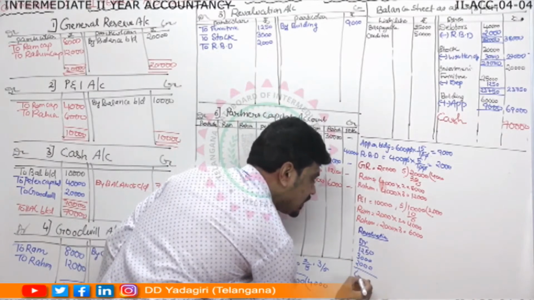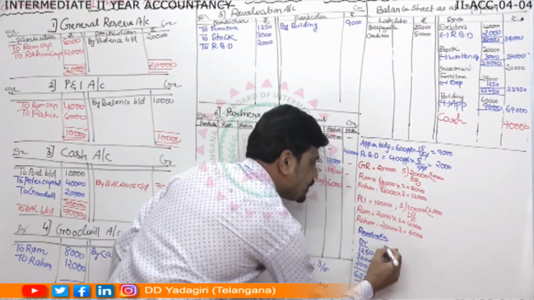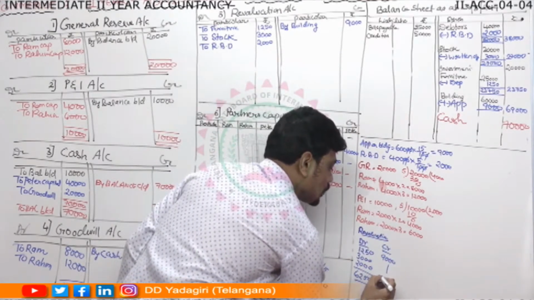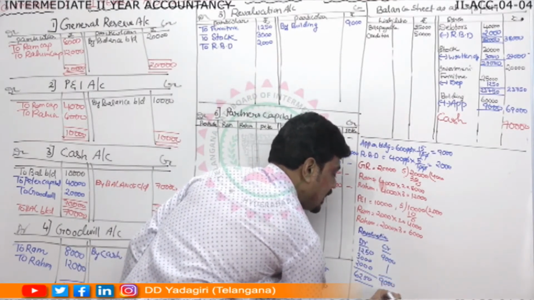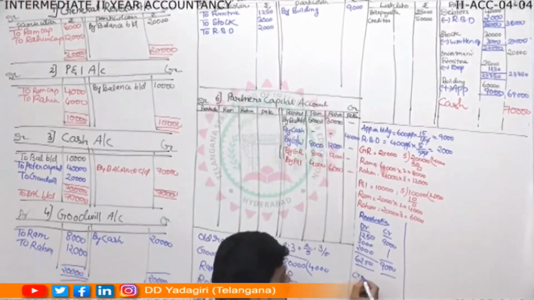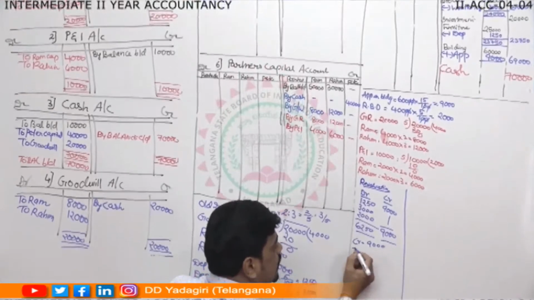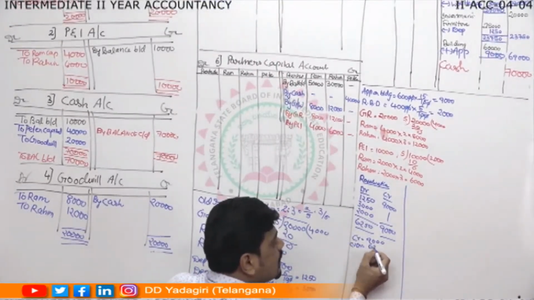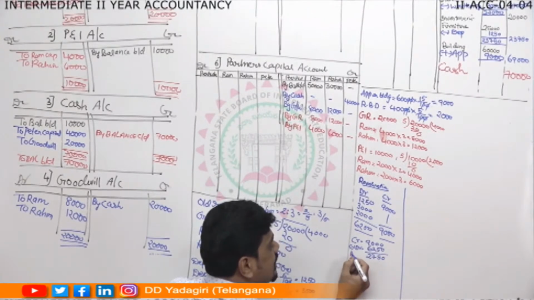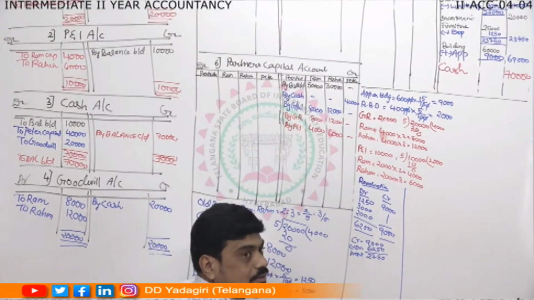The total is 6,250. Now I'll do credit side. Credit 9,000. So 9,000 I have. Now if I see here, credit is more, 9,000 minus debit 6,250. Balance is 2,750, which is profit.